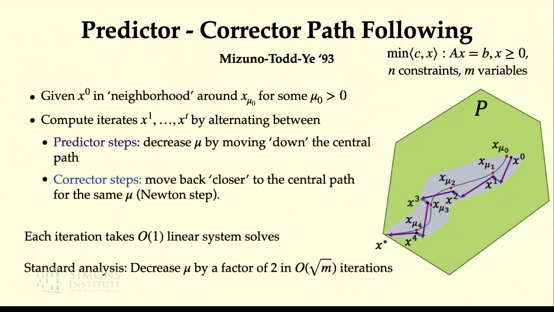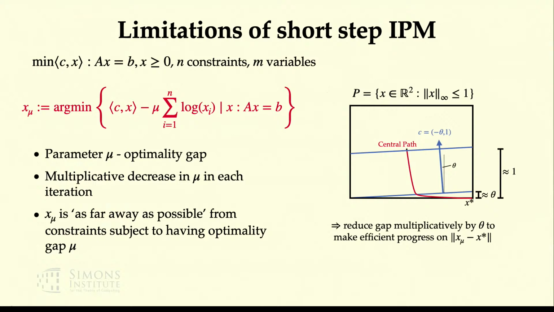Let me now come to the limitations of this short step method, which can be easily exemplified by a very basic, very simple LP. Here, my polytope is just the infinity ball in 2 dimensions, my central path is going to be the origin, and I give you the objective that is minus theta for some very small theta, and 1 in direction in the y coordinate. Okay. Now, what happens? It is easy to see that the optimal solution is going to be the right bottom corner.